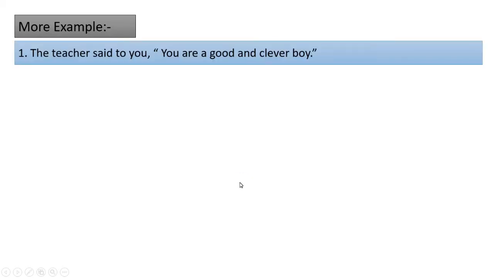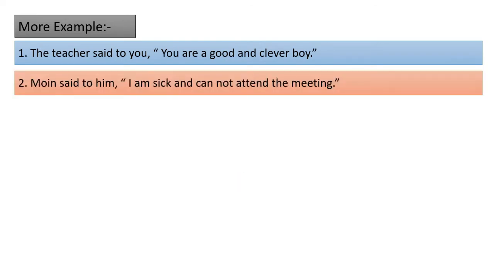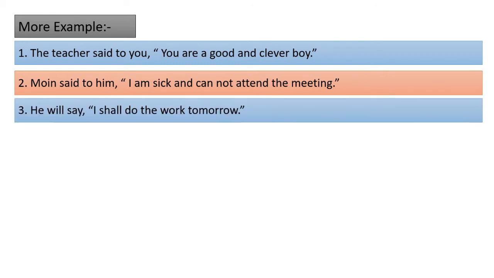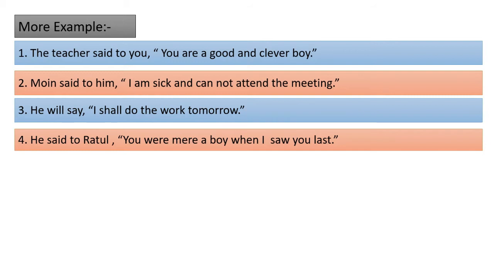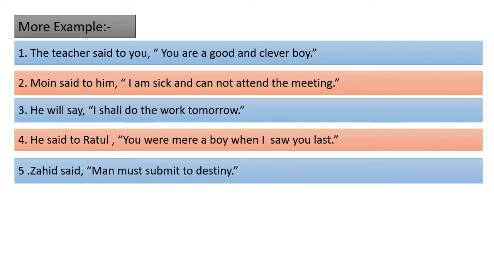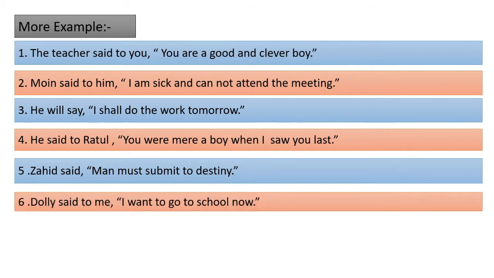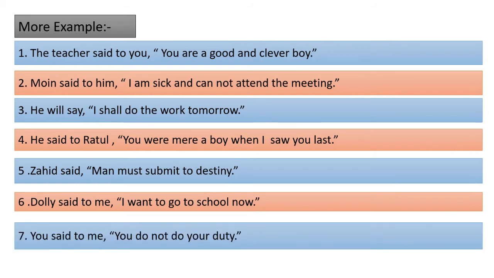More examples. The teacher said to you, you are a good and clever boy. Moin said to him, I am sick and cannot attend the meeting. He will say, I shall do the work tomorrow. He said to Ratul, you were a mere boy when I saw you last. Jahid said, man must submit to destiny. Dolly said to me, I want to go to school now. You said to me, you do not do your duty.